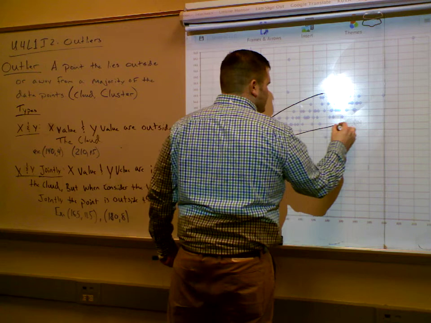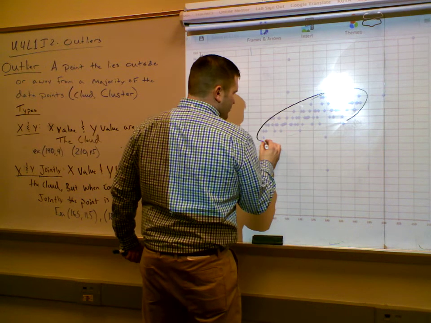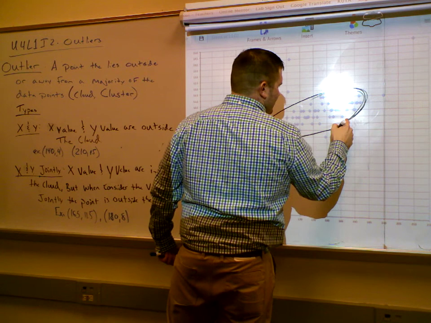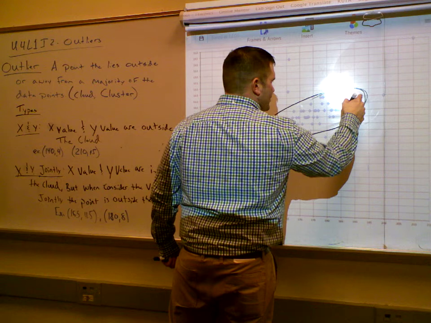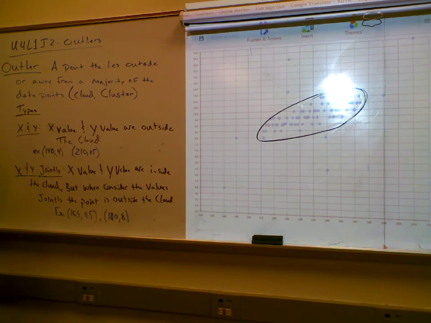I'm going to be very stingy about my cloud, as close to the points as possible. Try to identify a main cluster. There are situations where there will be no outliers too. If you have a really weak correlation, there might be no outliers. That's okay. So I'm going to draw my cloud.